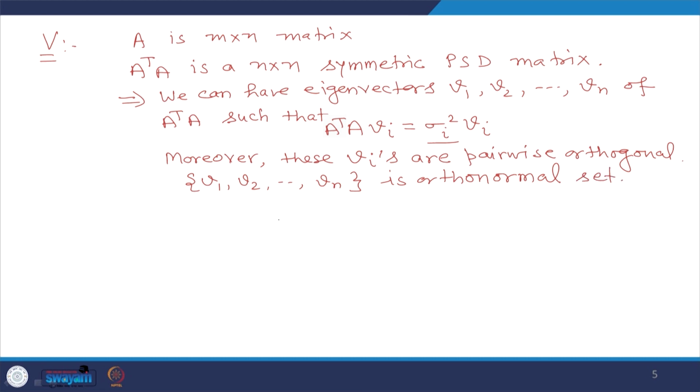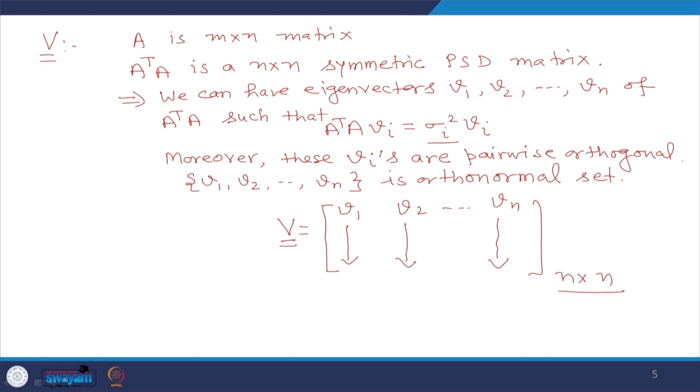Hence, what you do? You make the matrix V as, so V1 is the eigenvector corresponding to sigma 1 square, where sigma 1 is the largest singular value. So, you write this V1 column first. So, this is my V1 column. Similarly, the second column will come from V2. In that way, the last column will be Vn, and in this way I will have this n by n matrix, and this will be the matrix V in the singular value decomposition of A.